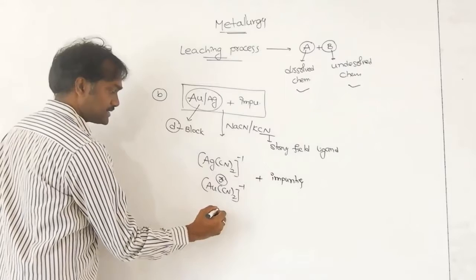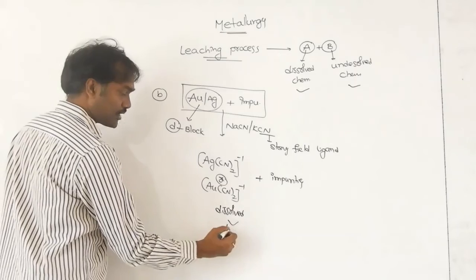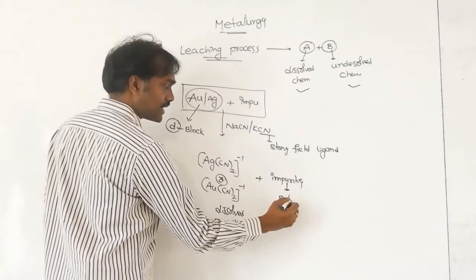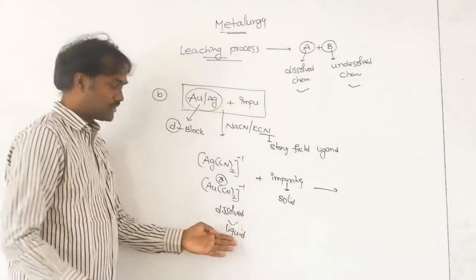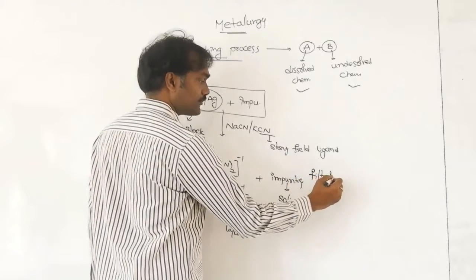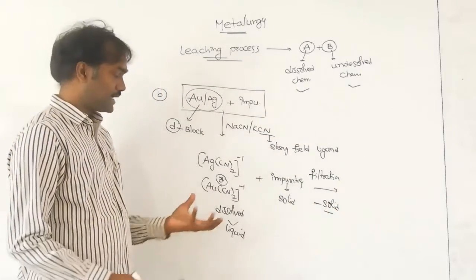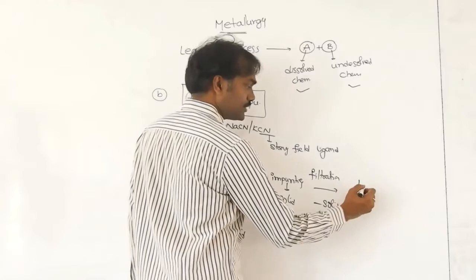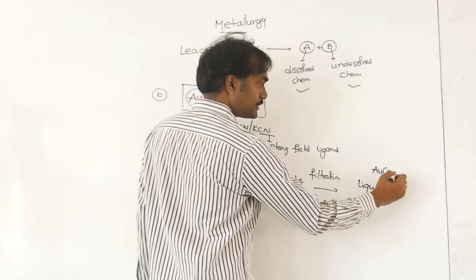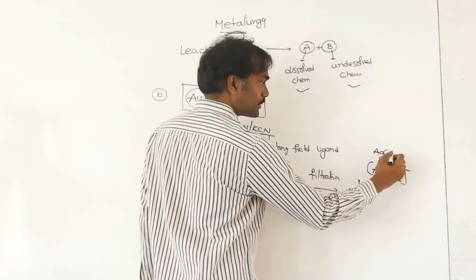Here the complexes are dissolved in the form of liquid, while the impurities are undissolved, so they are solid. One is a liquid, another is a solid. By using filtration we remove the solid impurities, and the remaining solution, the liquid, contains the gold cyanide complex and the silver cyanide complex.